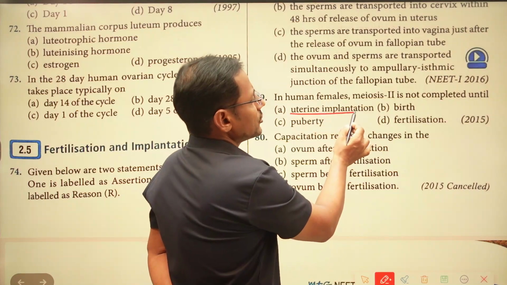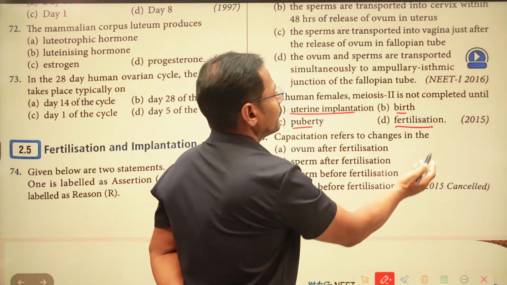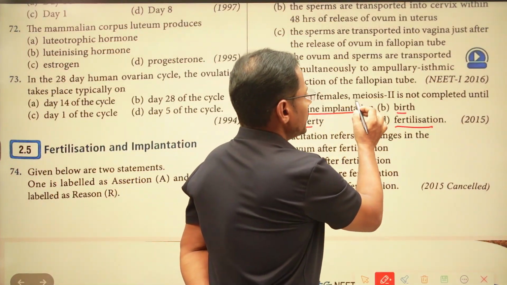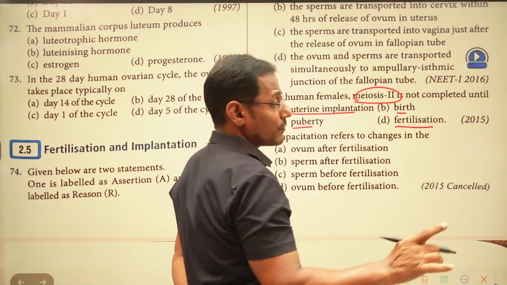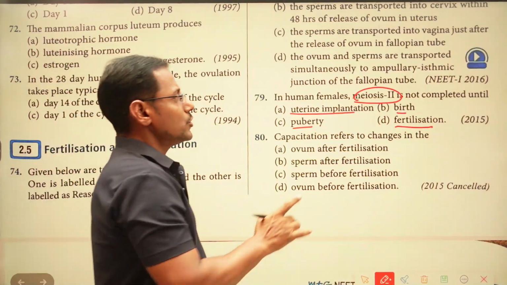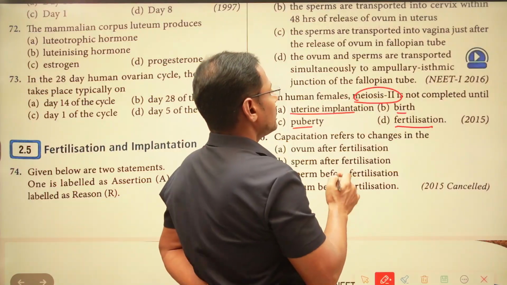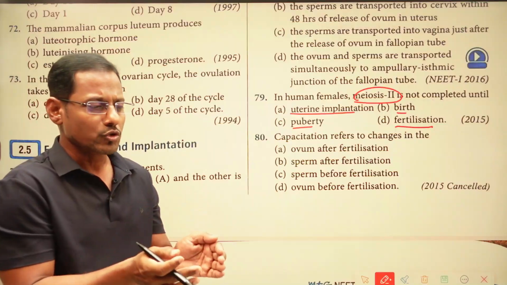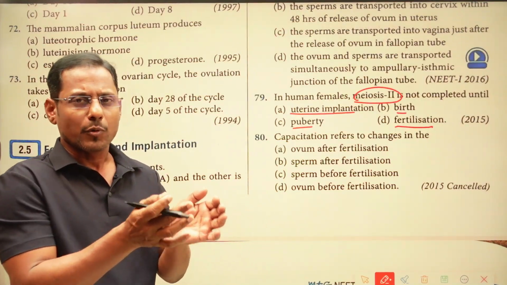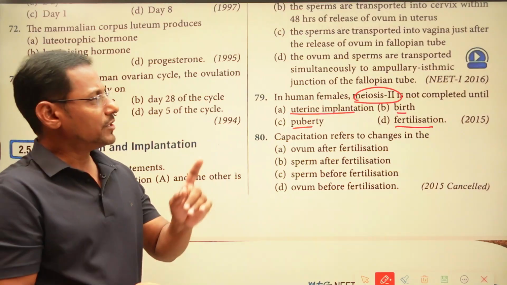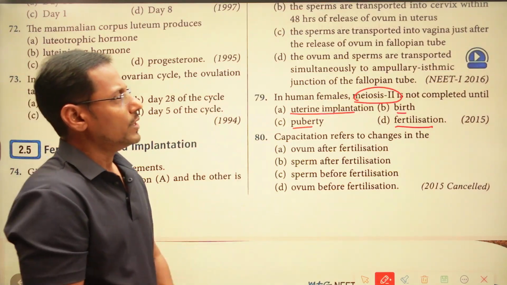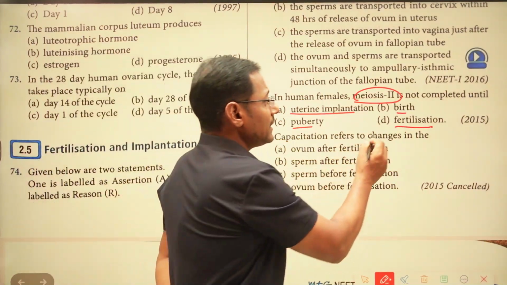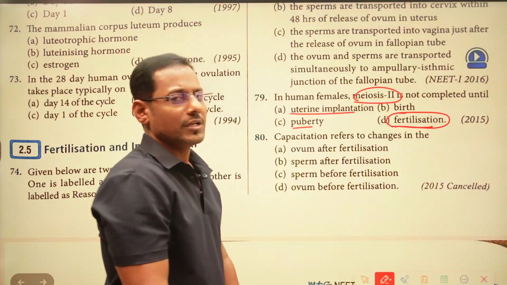The options are uterine implantation, birth, puberty, and the time of fertilization. You must read it very carefully. In human females, he is asking meiosis II, not meiosis I. If it was meiosis I, then before the birth itself, these primary oocytes are going to be stopped at the stage of prophase I, right? But here the examiner is asking until when meiosis II is not completed, not puberty here. So, until fertilization is the right answer.